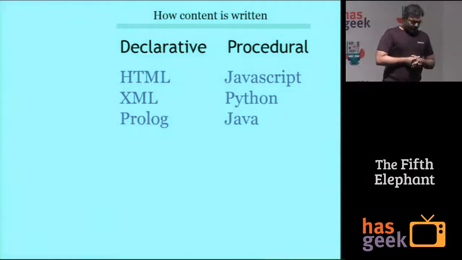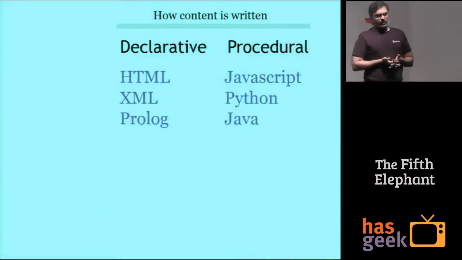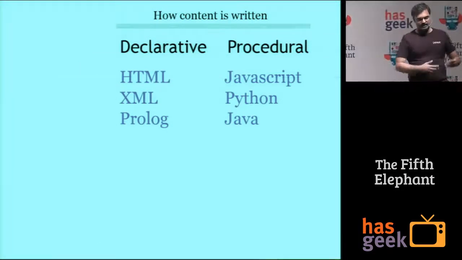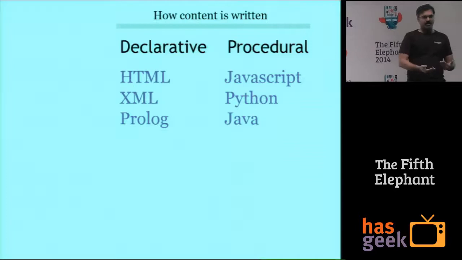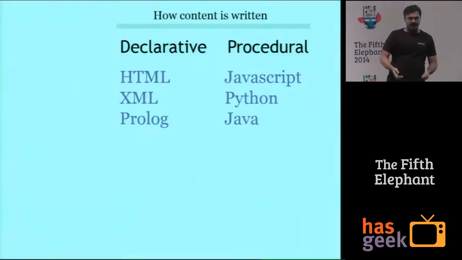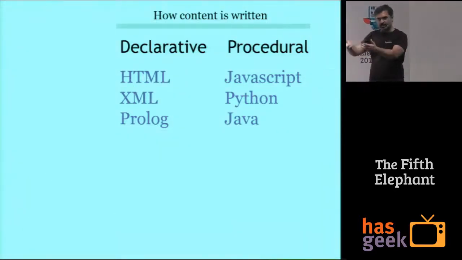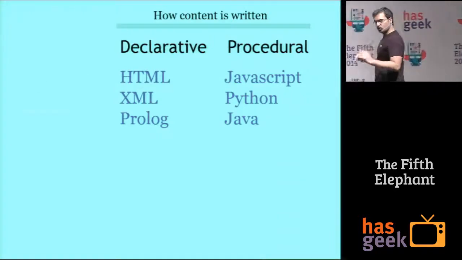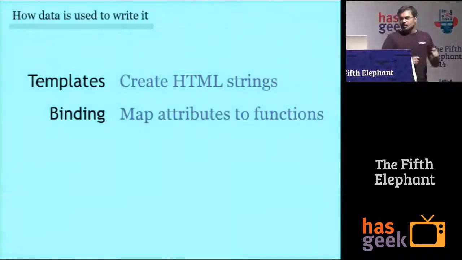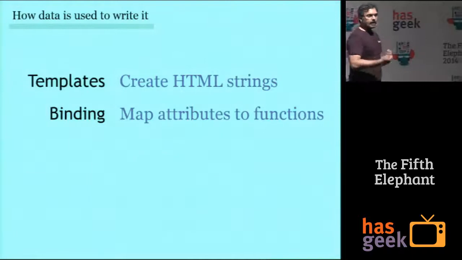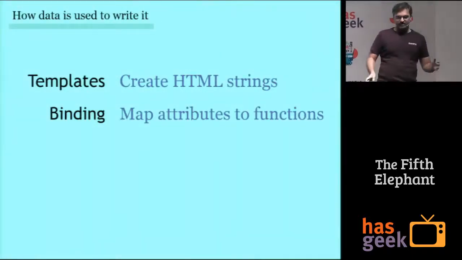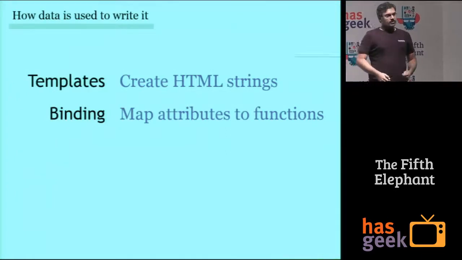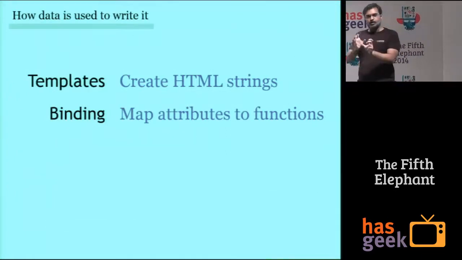Well, if you look at just how content is written today, we either do it in a declarative way, which is like HTML, you just type the content as is, or in a procedural way, where you generate the content using a programming language. You can take JavaScript, put a long string in it, and display it. So those are two paradigms by which you can generate content. Now, if you want to take data and apply that to generating content, there are a couple of ways. One is templates, create a long string, or bindings. You say, I want this particular data element to be the width of this element.